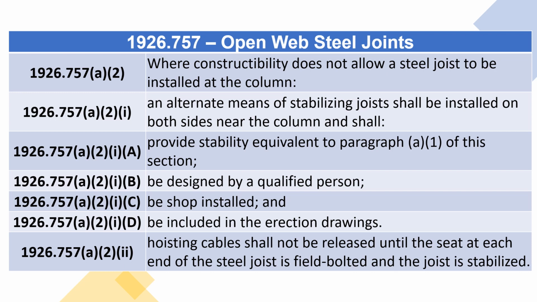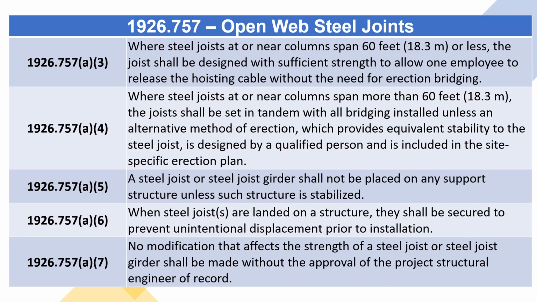1926.757 A2, hoisting cables shall not be released until the seat at each end of the steel joist is field bolted and the joist is stabilized. 1926.757 A3, where steel joists at or near columns span 60 feet (18.3 meters) or less, the joist shall be designed with sufficient strength to allow one employee to release the hoisting cable without the need for erection bridging.